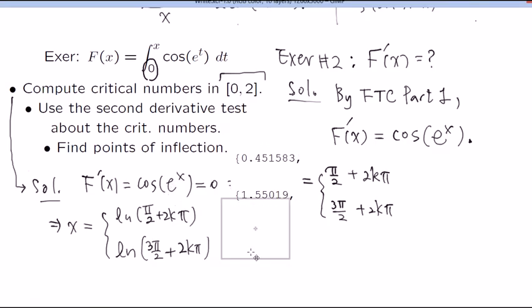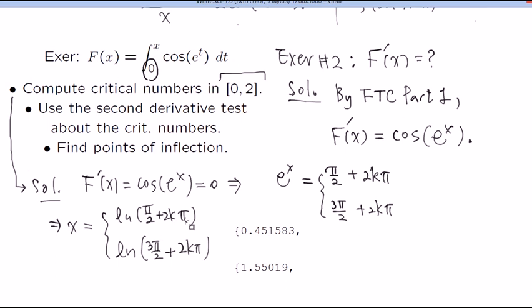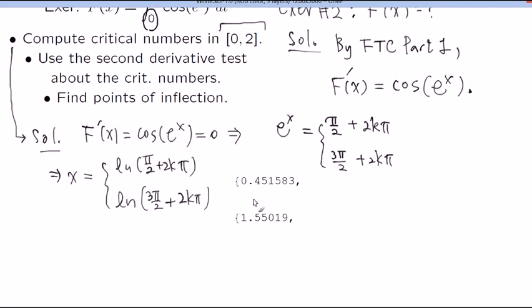After you go through all these k values, anything that falls in between 0 and 2 is these two numbers. 0.45 roughly, 1.55. That's where it takes place, in between 0 and 2. Very good. That's the critical numbers, right? How do you know the critical numbers are local maximum and minimum? What test do we use? Second derivative test, right? If it is a positive second derivative, what is the conclusion? Local minimum. Thank you. If it's a negative second derivative, it's concave down, it's local maximum, right?